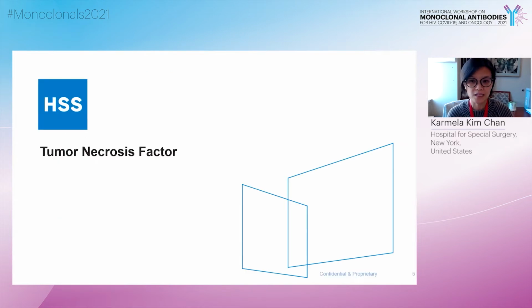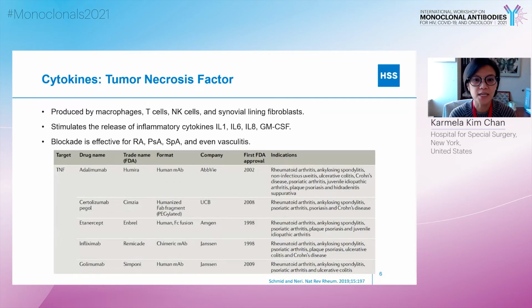Moving on, we will now discuss the blockade of cytokines, starting with TNF. TNF is a pro-inflammatory cytokine that is produced by activated macrophages, T cells, and NK cells. Among other functions, when it binds to its receptor, it stimulates the release of other inflammatory cytokines such as IL-1, IL-6, and GM-CSF. TNF blockade is very effective for the management of many of our diseases, and so is universally recommended in our treatment guidelines, both from the American College of Rheumatology and from the European League Against Rheumatism.